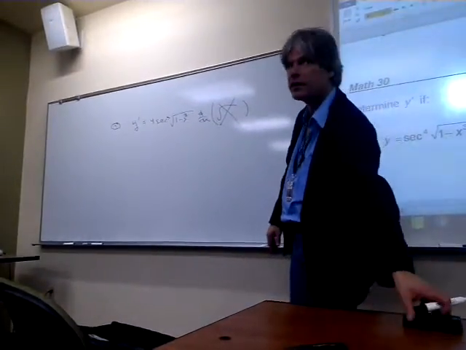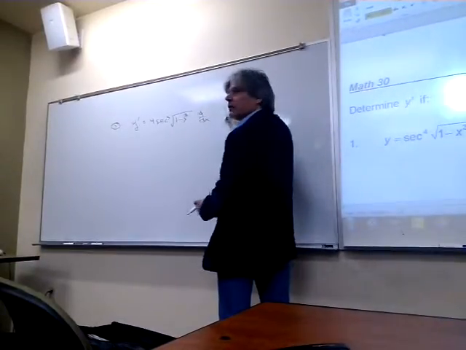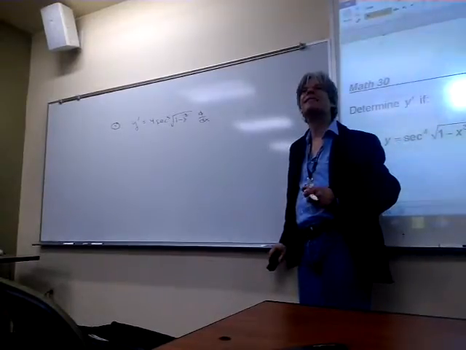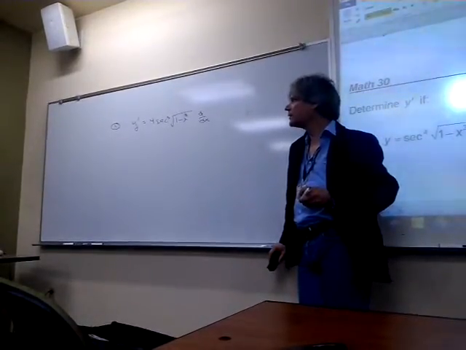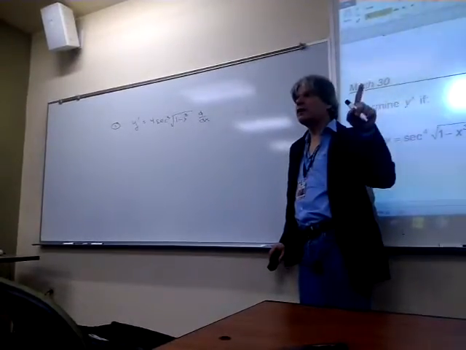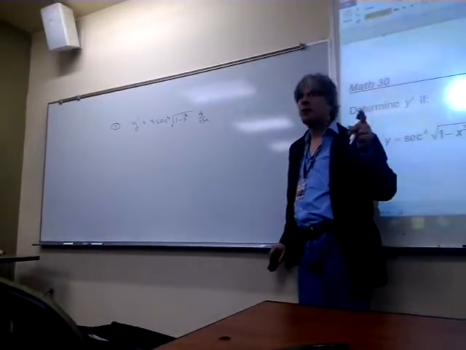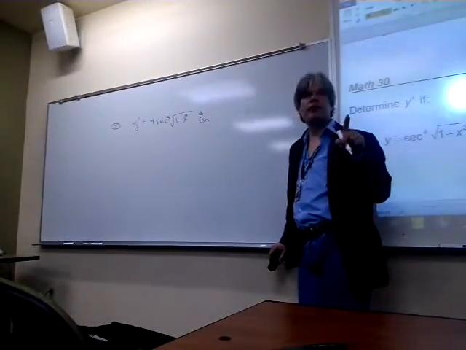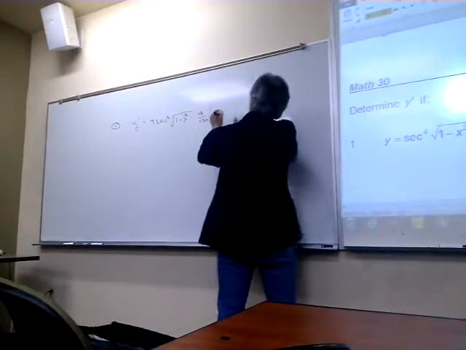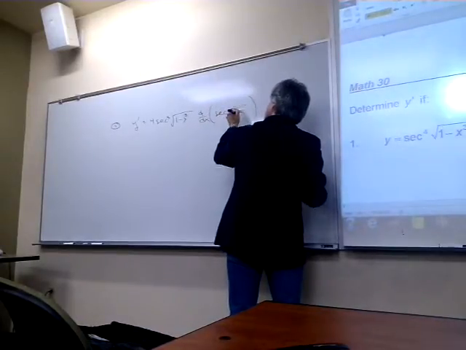I'll restate that then. Since I just differentiated the fourth power function, I think what I need to differentiate next with the chain rule is the derivative of whatever was initially being raised to the fourth power, which is the secant of the square root of this garbage.